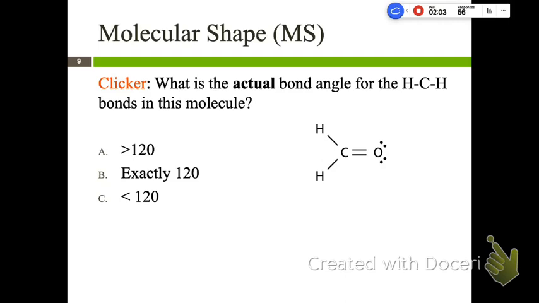Can I have someone who's confident in their answer, or their group's answer, maybe share their discussion? Savasia, go ahead. I say less than 120, just because the oxygen has that double bond. I feel like it's pulling the carbon, so even though the hydrogens don't want to be close to each other, they have no choice, because the carbon is pulling that way.